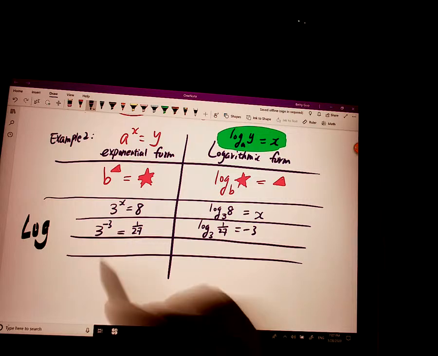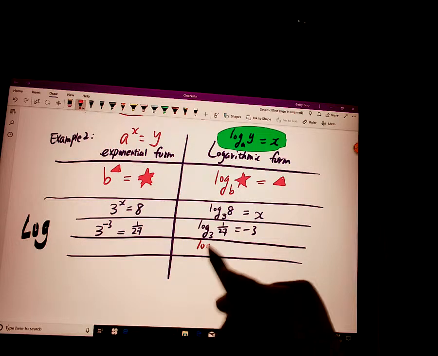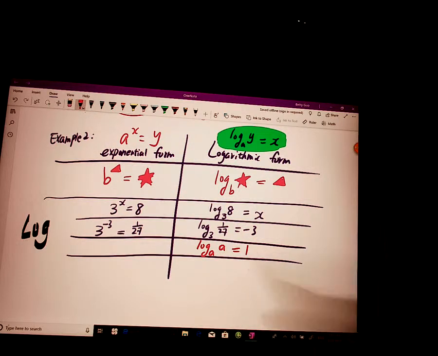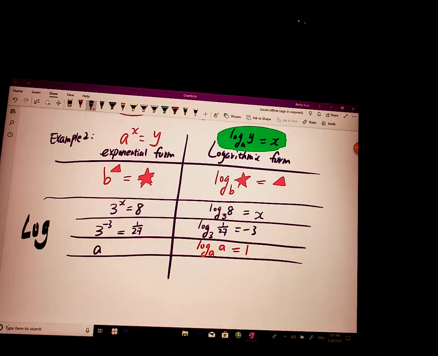Next one, we are given log with base a of a, the antilogarithm is a as well, equals 1. So let's convert that. What is the base? Base is a. What is the logarithm? 1. What is the antilogarithm? a. a to the power of 1 equals a, right? That's a fact. So I want you to remember this as a formula. If we have a logarithm where the base and the antilogarithm are equal to each other, are identical, then the logarithm equals 1.